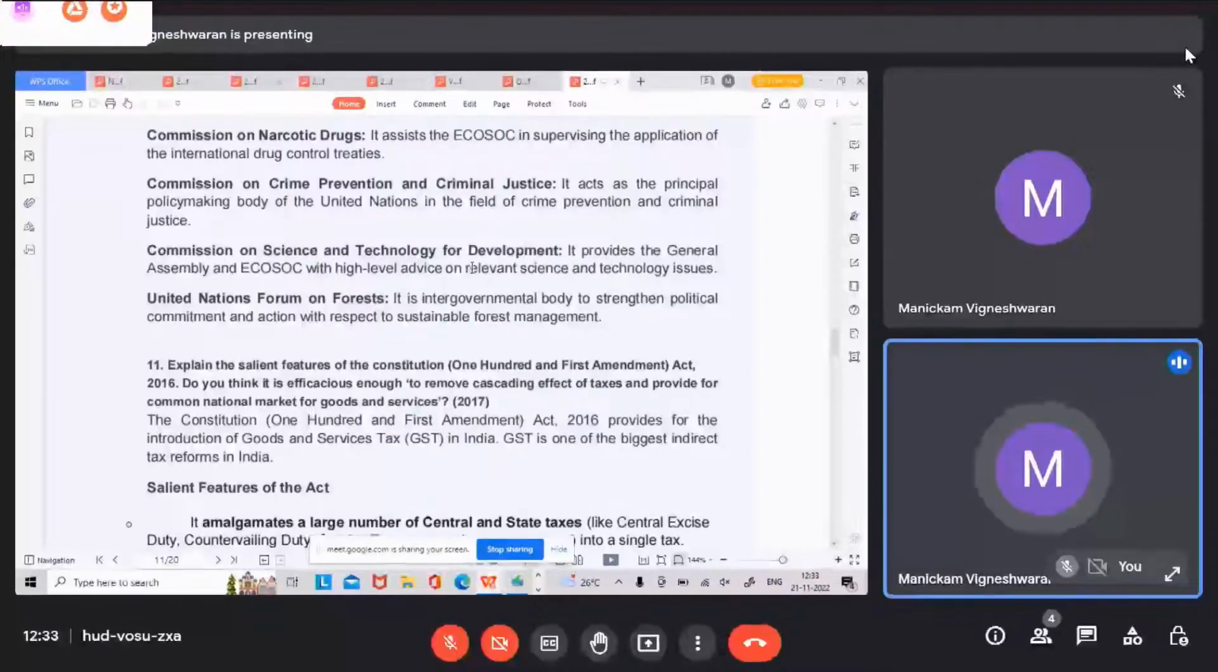On July 1, 2017, GST was introduced in India. It was introduced through the Constitutional Amendment Act, the 101st Constitutional Amendment Act in 2016. Parliament approved it and the President gave the assent. The Constitution 101st Amendment Act 2016 provides for the introduction of the goods and services tax in India. GST is one of the biggest indirect tax reforms in India.